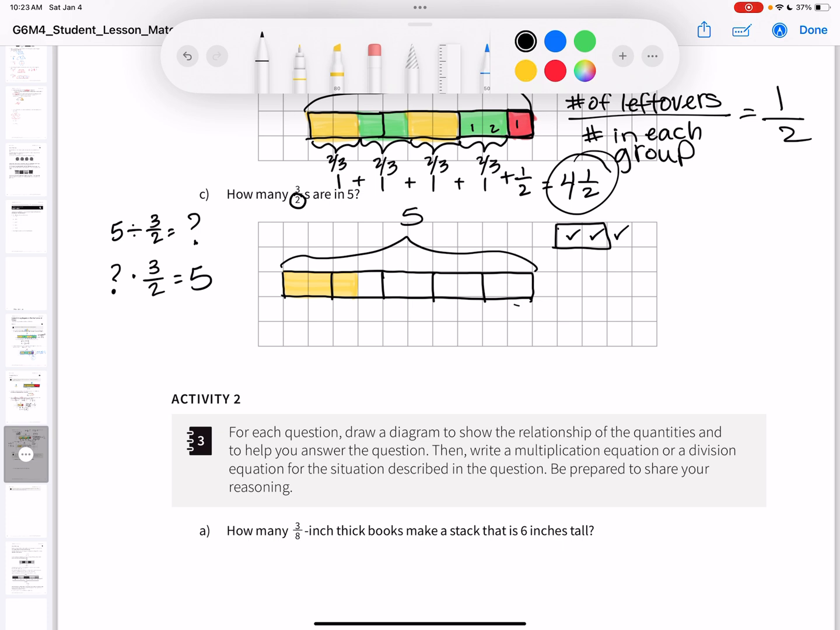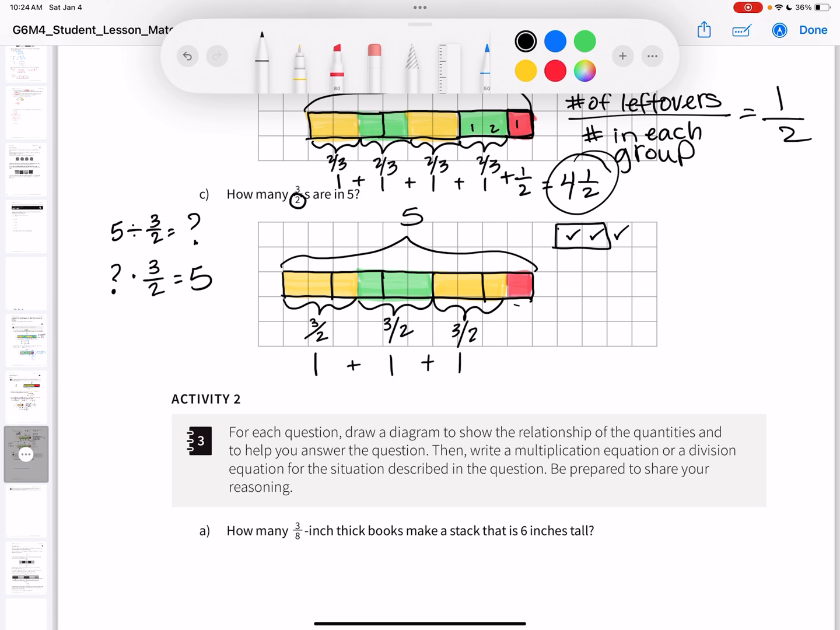All right, so this is 3 halves, which is 1 group. Then we have 1, 2, 3, which is 3 halves, which is another group. Then we have 1, 2, 3, which is another group. And then we have our 1 left over.